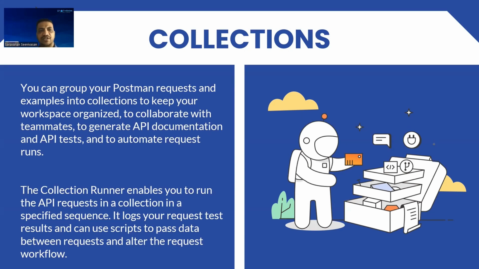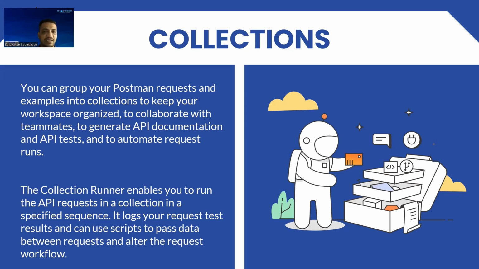So collection is nothing but you can group your Postman requests and examples into a collection to keep your workspace organized. It is just a placeholder or folder where you can arrange the requests that you want to execute one by one. For example, step number one, step number two. Right? So similarly, request one, request two, and it will run in sequential order when you run it as a collection.